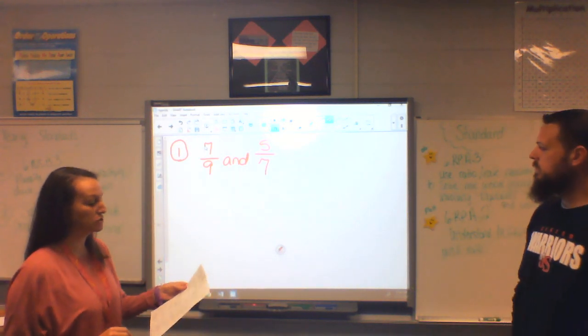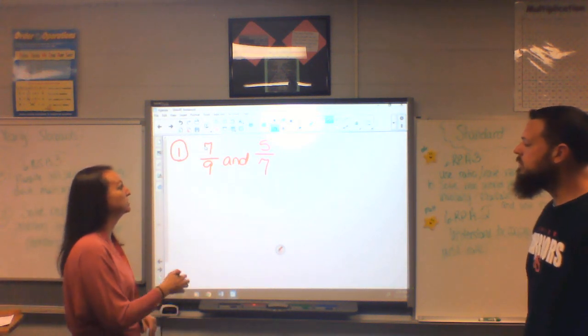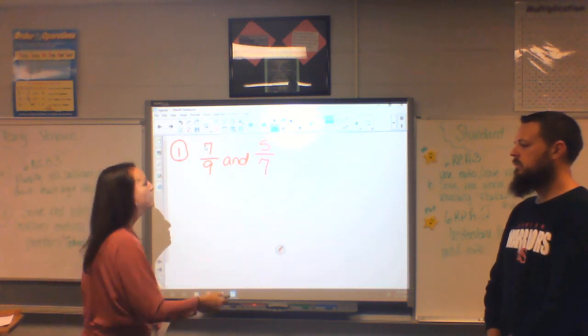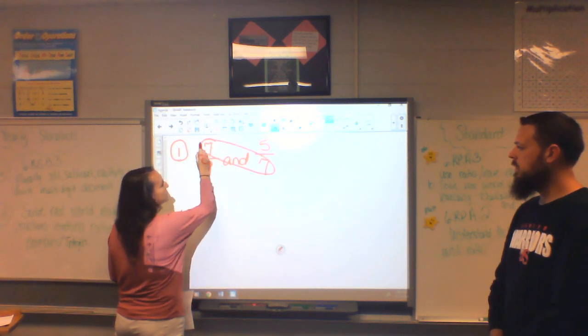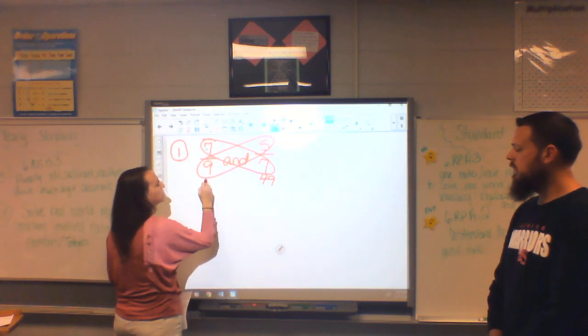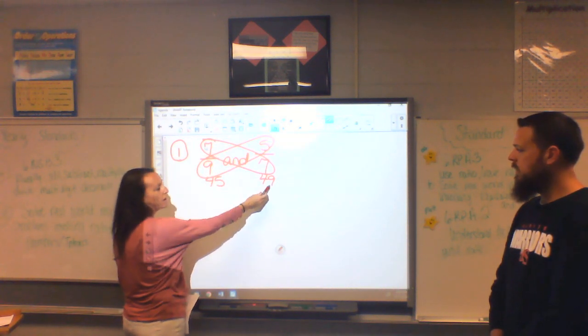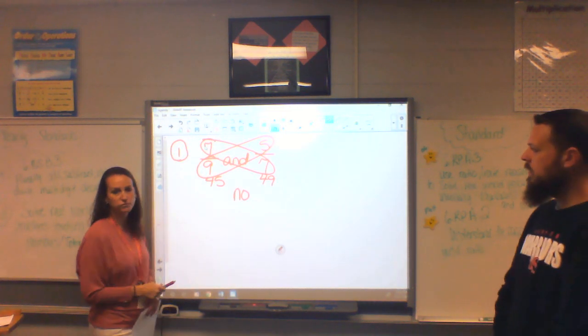It says, do the ratios form a proportion? All you have to do is write yes or no. We've talked about proportions. They're just asking you, are they equivalent? The easiest way is just to cross multiply. 7 times 7 we know is 49, and 9 times 5 we know is 45. 45 and 49 do not match, so the simplest answer is no, they do not form a proportion.